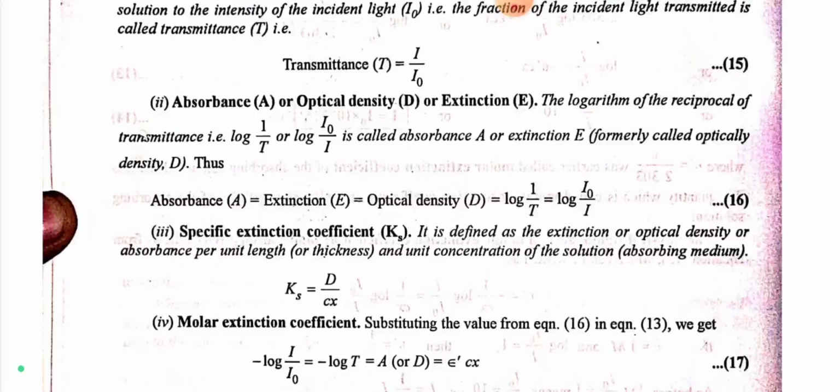Third, specific extinction coefficient Ks. It is defined as the extinction or optical density or absorbance per unit length and unit concentration of the solution. Ks is equal to D by cx.